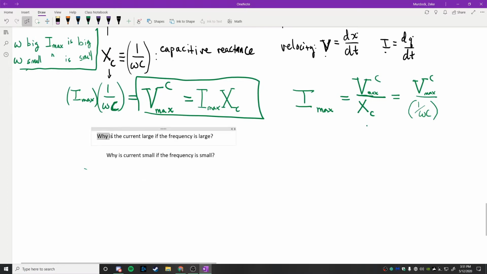Basically, what these things say is that when the frequency is large, the capacitor doesn't do as much. It has less effect on the system. But when the frequency is small, why do you have this reduction in current when the frequency is really small? What does that mean?